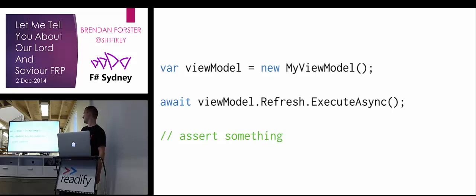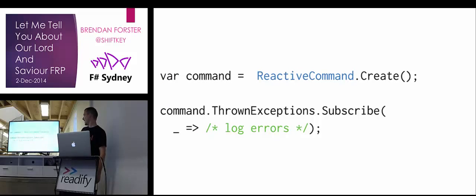You also get exceptions. So if something goes wrong in your long-running task, it doesn't bubble up to your app, it comes through here. And like before, it's an observable. So you just subscribe to it, log out your errors, and move on with your life.